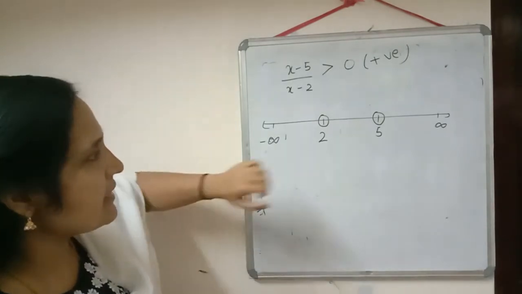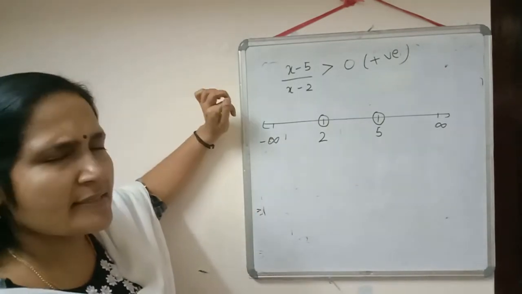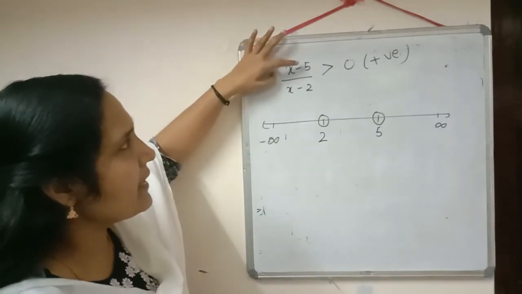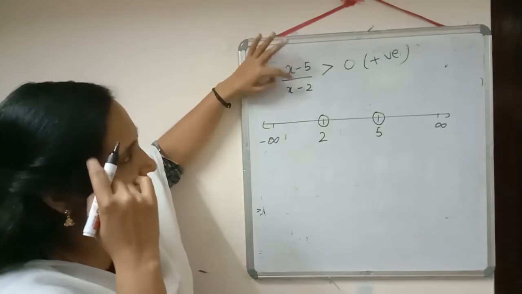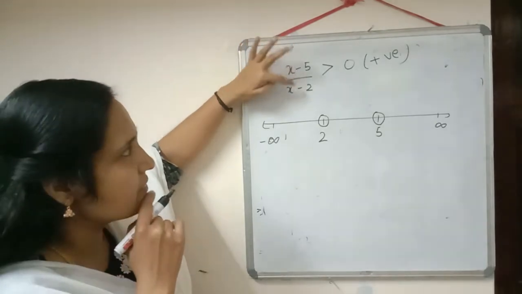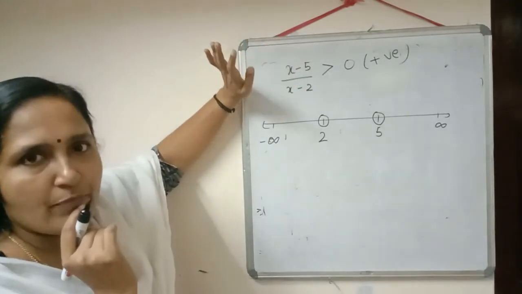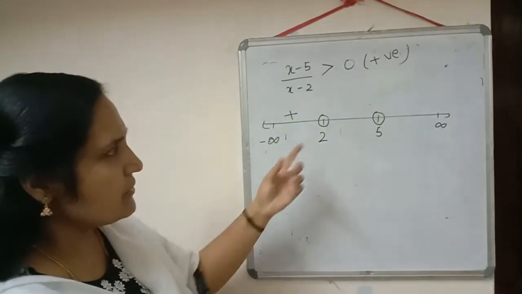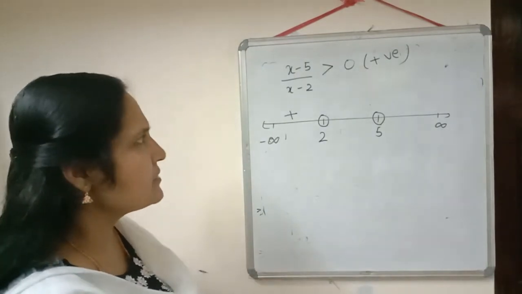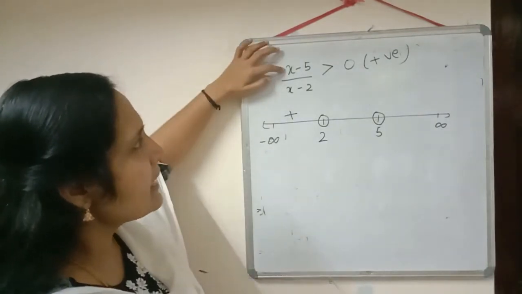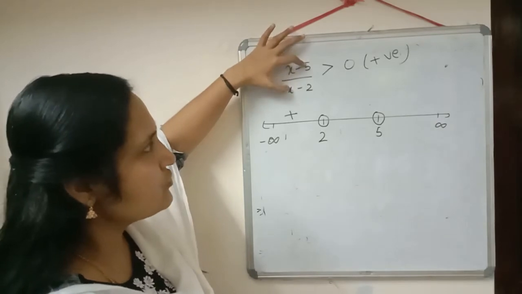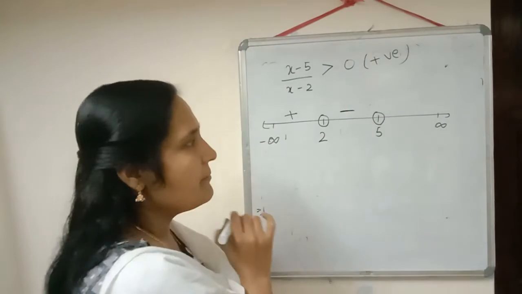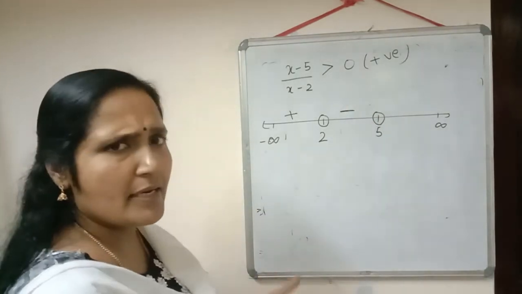Okay, now just take a number between 2 and minus infinity. Any number you can take, 0. Then what will come? 0 minus 5, so minus 5 by 0 minus 2, minus 5 by minus 2, 5 by 2. So we are getting a positive number here. Then next between 2 and 5, any number. Suppose 3 we have taken. Then what will come? 3 minus 5, minus 2, by 3 minus 2, 1. So in this case we are getting a negative number.